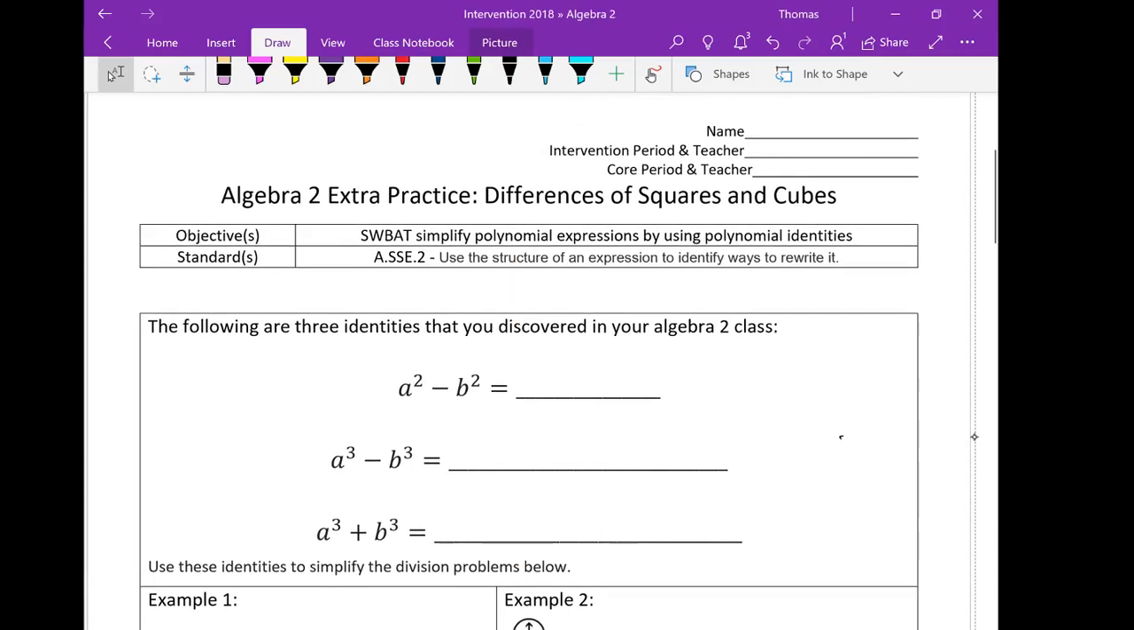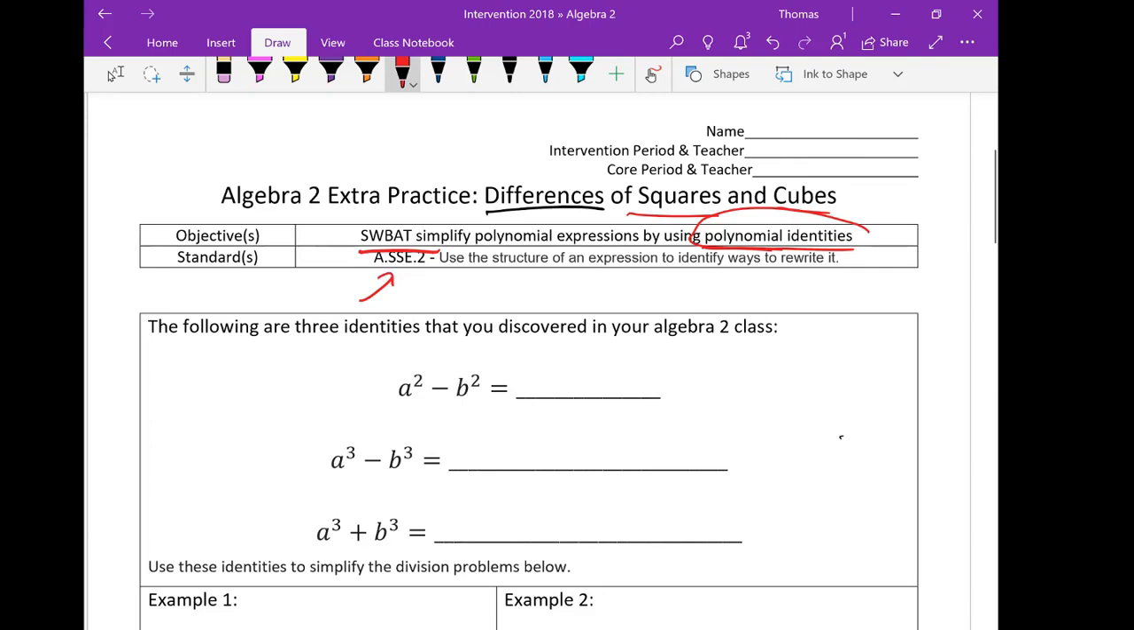It's extra practice for differences of squares and cubes. So our objective is going to be simplifying polynomial expressions using polynomial identities. And then here's the standard that we've been focusing on. This is the same standard we've been working on throughout all of Algebra 2 so far this year.